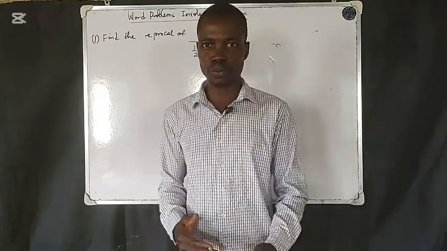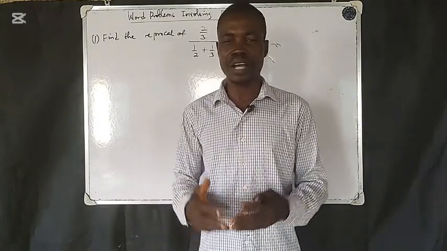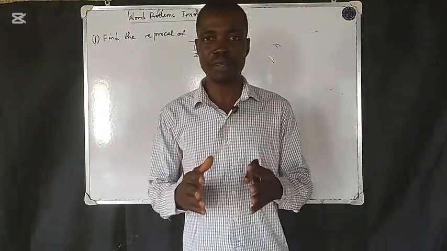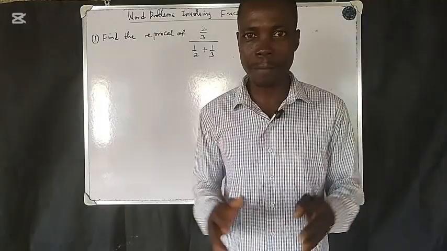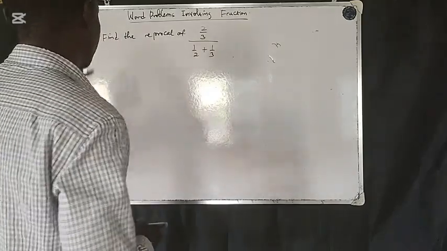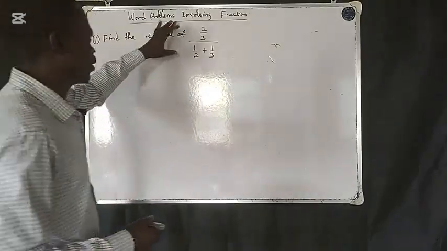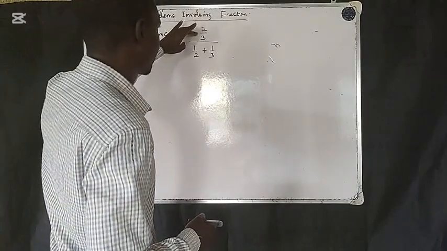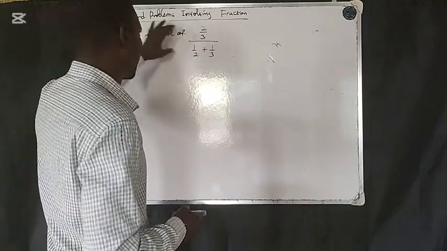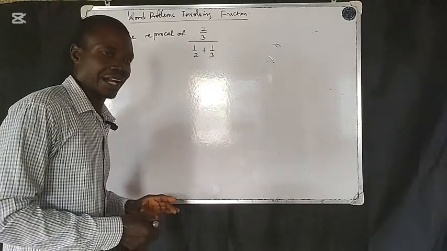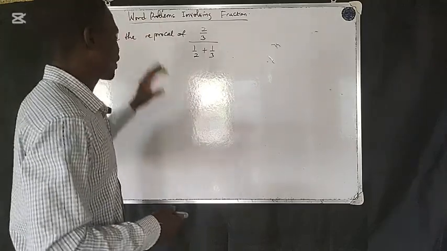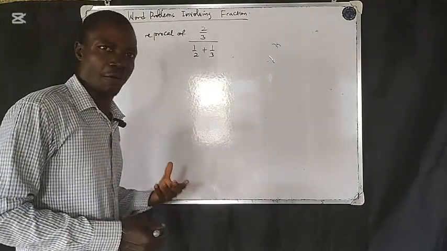Let's walk you through from simple to complex fractional word problems, or word problems involving fractions. Let's begin from simple to complex. The first one, we are looking at: find the reciprocal of 2 over 3 over 1 over 2 plus 1 over 3. Sometimes it can be as simple as this, and students will say they do not understand it. It will still kind of trip students up.